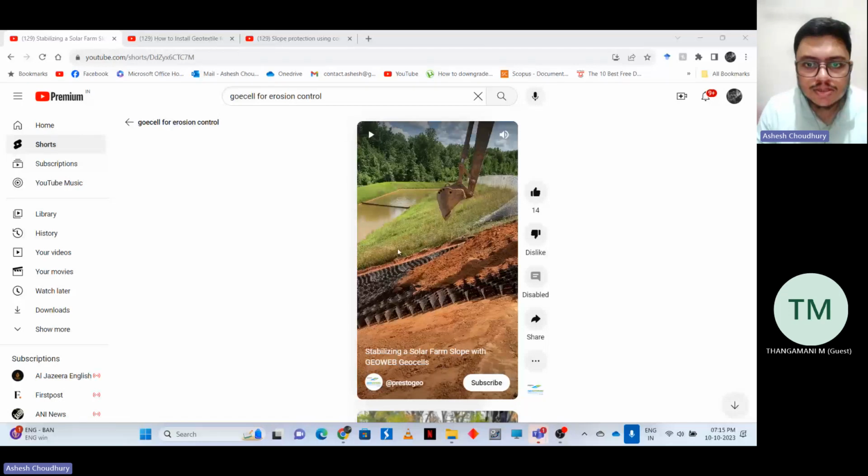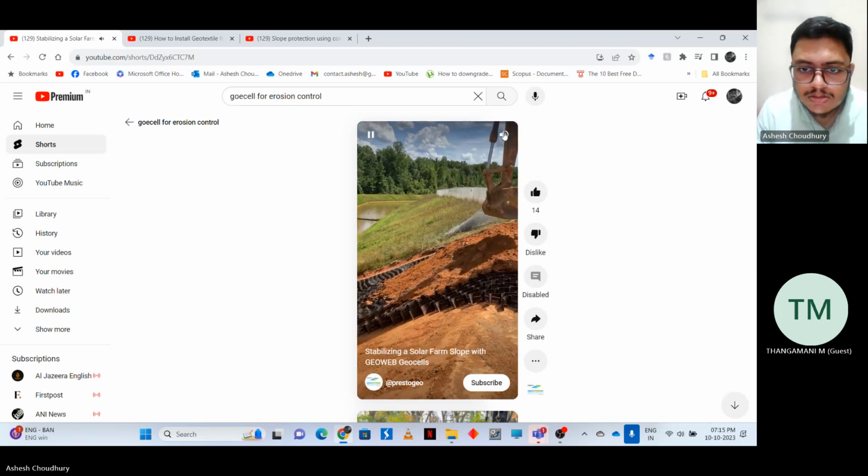Okay, so in this video you can see that we have a slope here, and see how nicely the vegetation has grown over the slope. Here we have the original slope. Over that we have put some geocell, and this geocell is filled with soil. And after some time, naturally, very beautiful vegetation has grown over it.